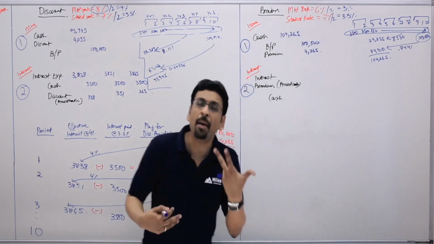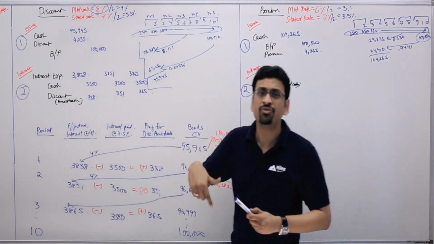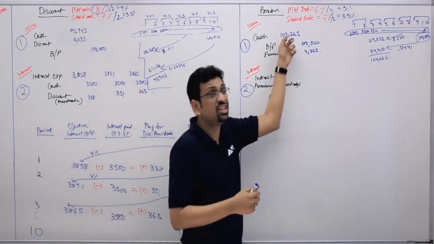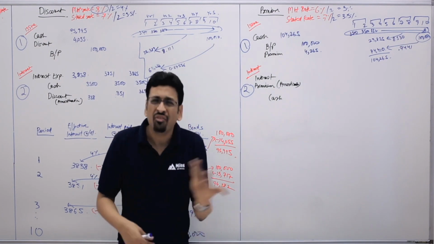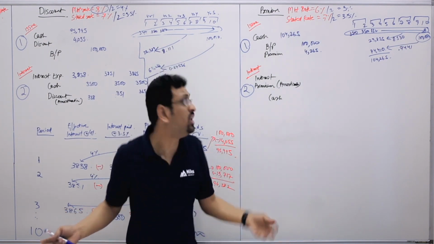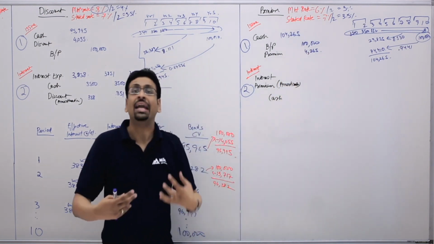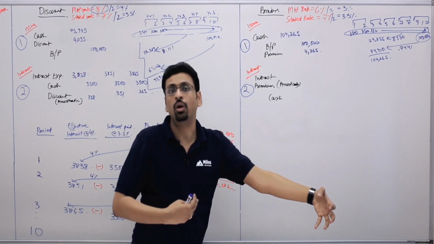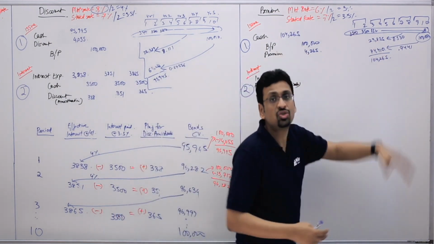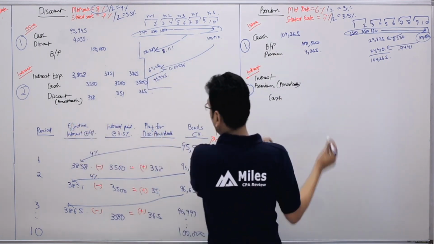Step number 2, amortize this. Guys, even though we've charged you a premium now, we've charged you 104,265, at the maturity of the bond, we're going to repay only $100,000, the face value of the bond. So this premium of 4,265 needs to be amortized over the term of the bond. So the term of the bond is 5 years or 10 periods. So let's build up a similar amortization schedule.